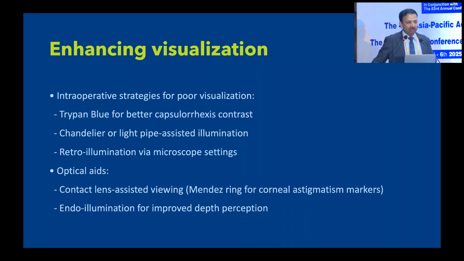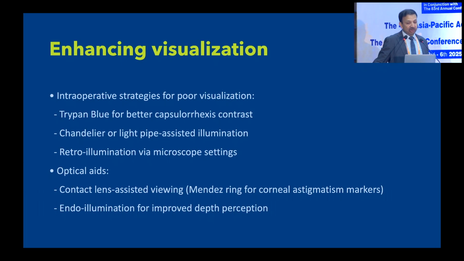So we use trypan blue for enhanced visualization during capsulorhexis. You also put viscoelastic on the corneal surface, like methylcellulose, that also enhances. There have been situations where I have even put a soft contact lens or RGP lens. I put viscoelastic and then I put the contact lens on the surface, and even through that corneal haze, suddenly I find that my visualization is better because the front surface becomes very smooth.